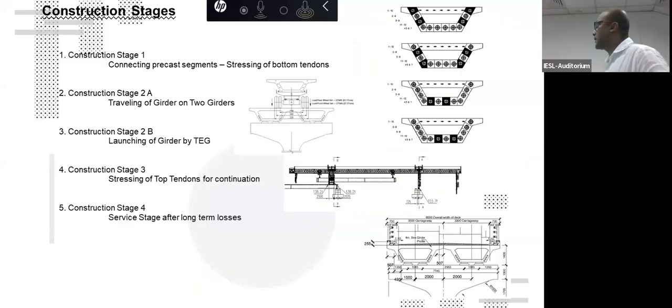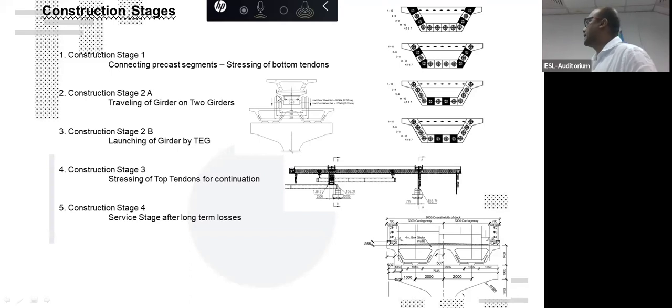Those are the construction stages. Our first construction stage is connecting segments. Casting the segments has no major structural impact. Connecting the precast segments is the first construction stage, and it happens at the site. We tension the bottom tendons at the site. Then the second construction stage is where we have to travel girder on girder. As shown in this sketch, one girder should travel on top of two other girders while they are doing rear feeding.